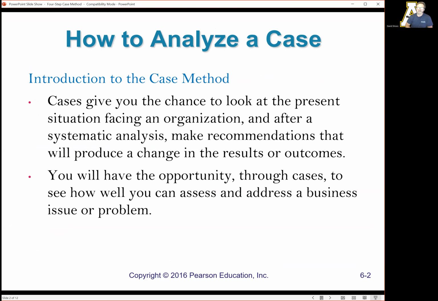The case method gives you a chance to look at the present situation in organizations, and the organizations that you'll be looking at in the cases are inside your marketing strategy book. These are real life industries and organizations at a critical juncture in their particular development. You'll do a systematic analysis of that, make recommendations that will produce a change in the results or the outcome. You'll have an opportunity through the cases to see how well you can address and assess a business's issues or problems.